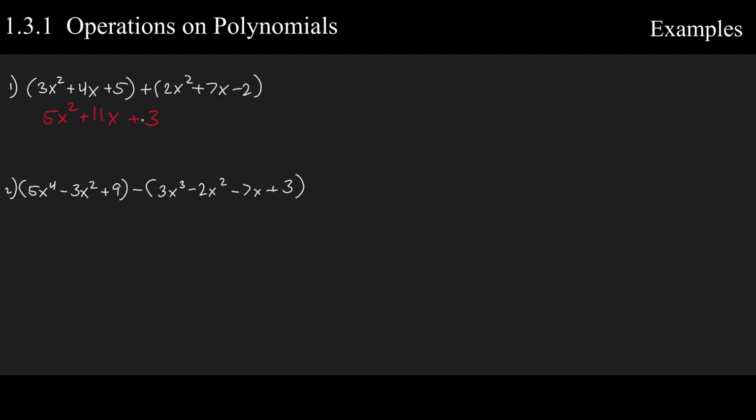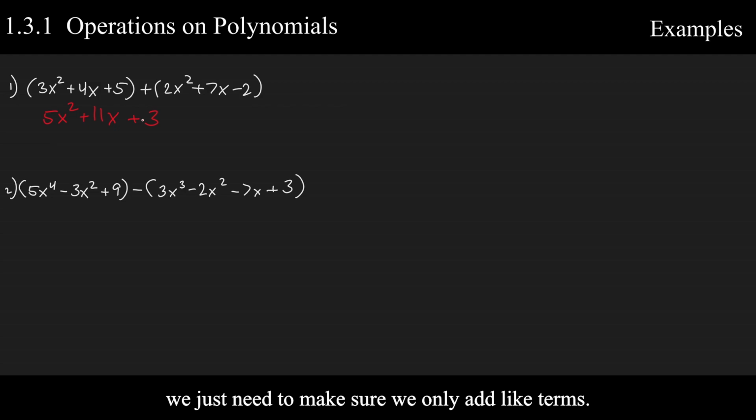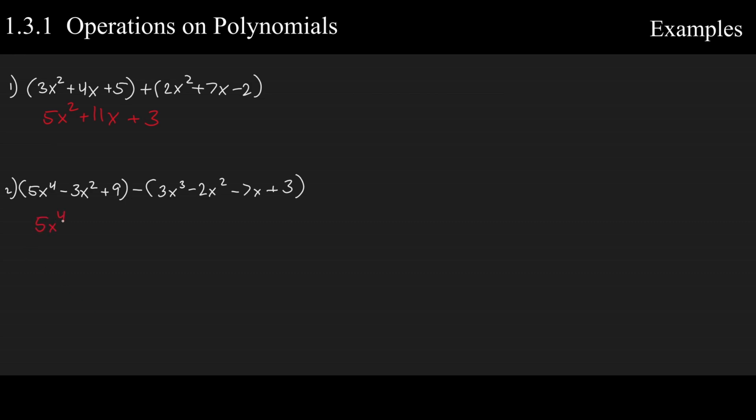Number 2, 5x to the 4th minus 3x squared plus 9 minus 3x cubed minus 2x squared minus 7x plus 3. This time, we have 2 polynomials, one with 3 terms, the other with 4. We can still add the 2 together, we just need to make sure we only add like terms. The first term is degree 4, but the first term in the second polynomial is degree 3. Neither of the 2 polynomials share this degree, so we won't be adding these terms. So we'll just leave them be. 5x to the 4th minus 3x cubed.